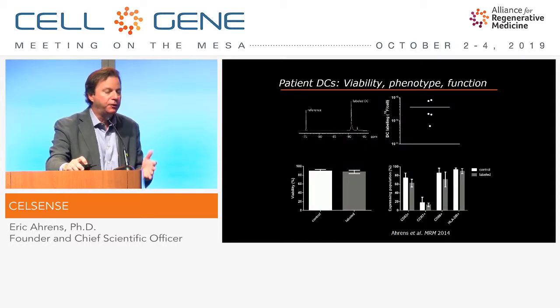We look very carefully at the phenotype and function of cells that are labeled and compare it to unlabeled cells. And this is patient data. We measure the labeling, which is shown in the upper left. We look at the fluorine per cell for each patient. We look at the viability of the cells, and then we look at the release markers that are normally used for releasing these dendritic cell vaccines, compare labeled to unlabeled to make sure that it meets the release criteria.